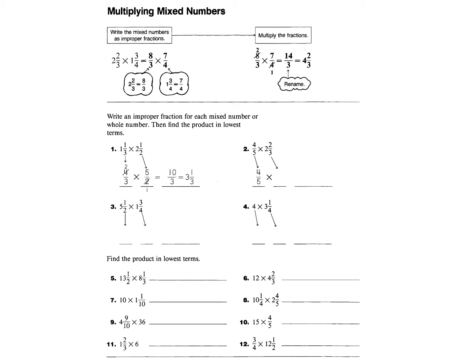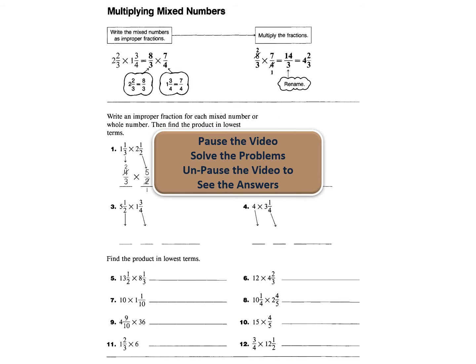Write an improper fraction for each mixed number or whole number. Then find the product in lowest terms. Pause the video, solve the problems, unpause the video to see the answers.